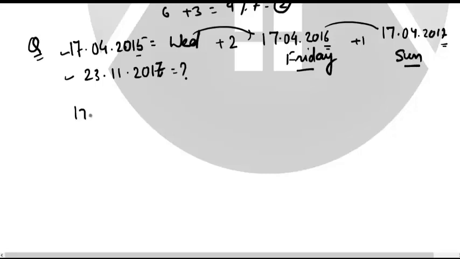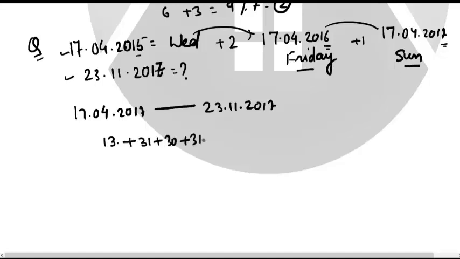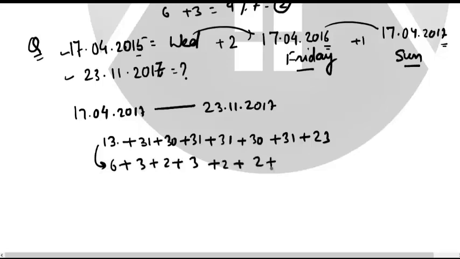Now from 17th April 2017, all I can do is go till 23rd April 2017. So how many days in April left? I think 13 days. 3rd April, then May, June, July, August, September, October, and then in November I have 23 days. So again, finding the odd days in this, I have 6, 3, 2, 3, 2, 2, 3, and then this one will become 2 again.